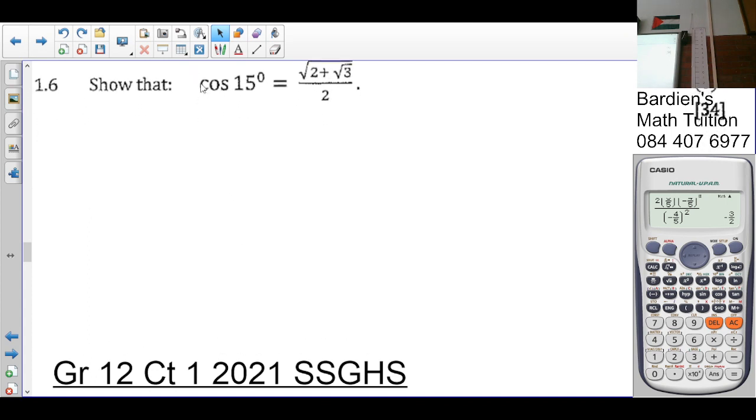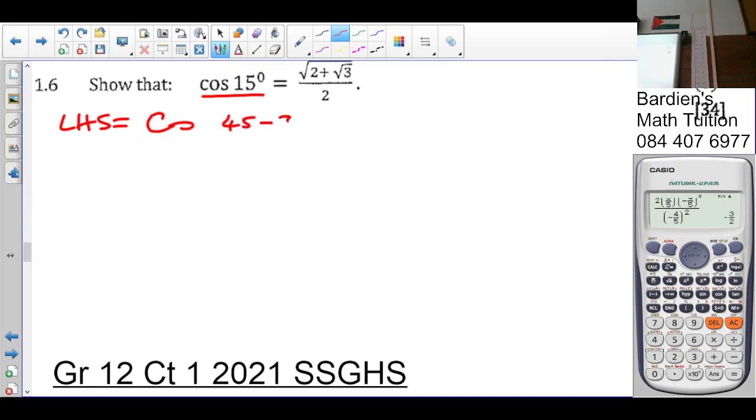Q1.6 for 6 marks. Show that cos of 15 is equal to the square root of 2 plus square root of 3 over 2, sorry, over 4. Alright, so where do we go? Left hand side, right hand side? Left hand side. People, "show that" means to prove that question; we work with one of the two sides. Cos of 15 can be written as what? Cos of 45 minus 30 degrees. Normally it says show that without the use of a calculator.